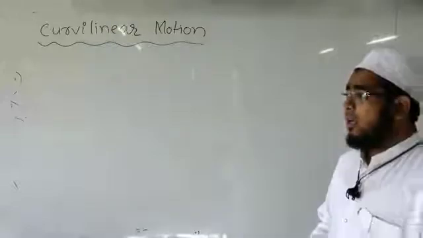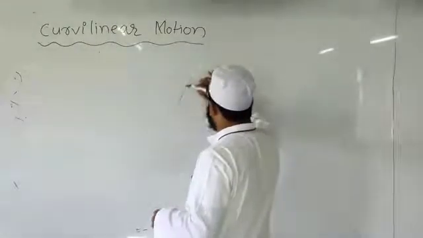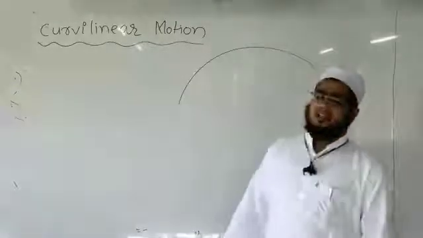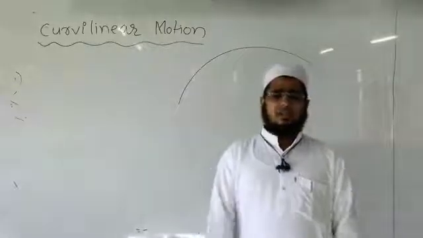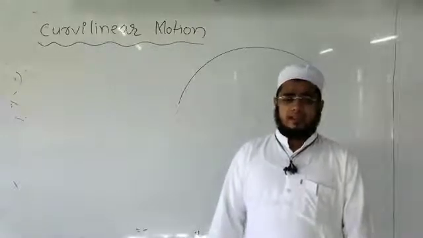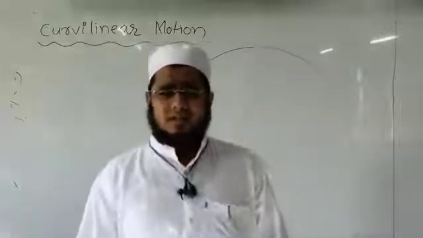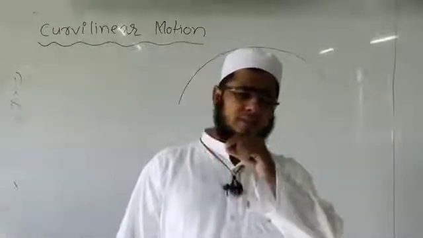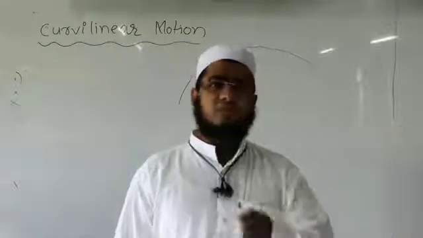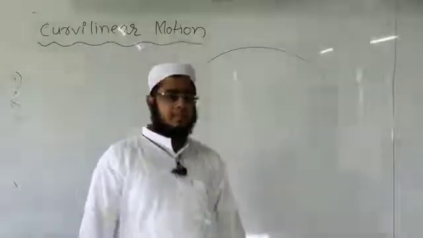And when a particle is moving along a curvature, performing a circular path, then it is considered as curvilinear motion. In rectilinear motion, either the motion of the particle will be along the horizontal direction or the vertical direction or along a particular line.